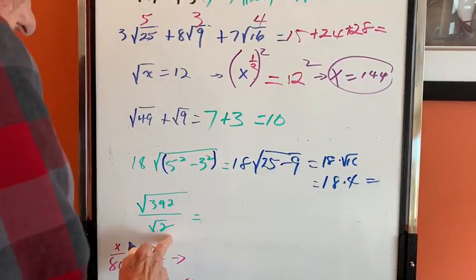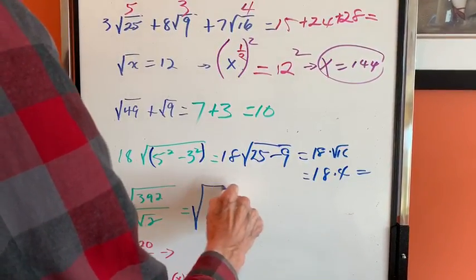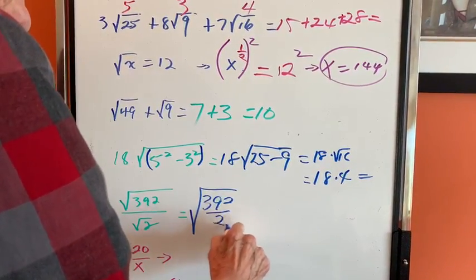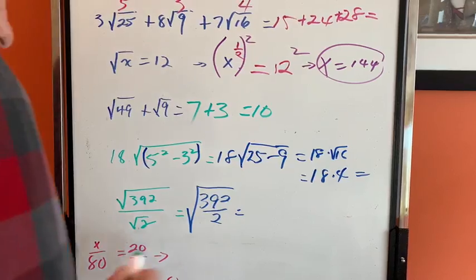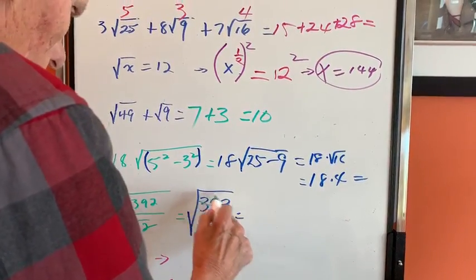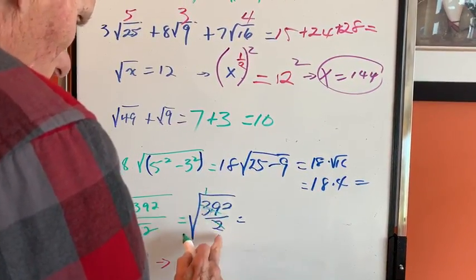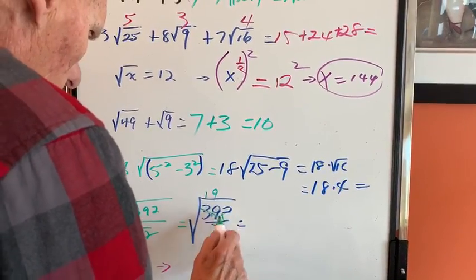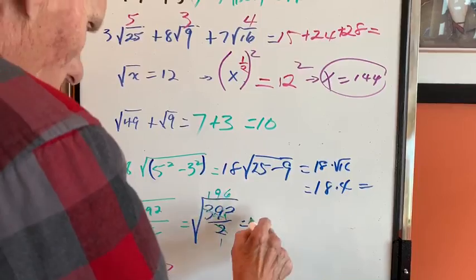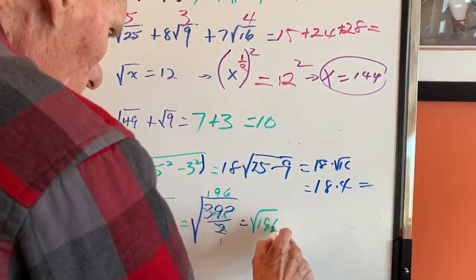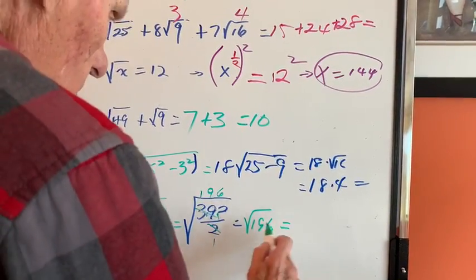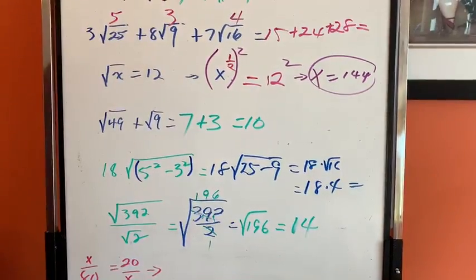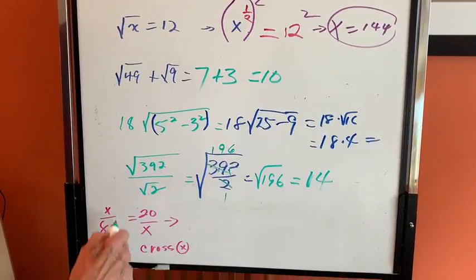Next. This is the same as the first one. We can do this. 392 over 2. And let's simplify it. 2 goes into 2, 2 goes into 3 once, carry 1. 2 times 9 is 18, carry 1. And 2 times 6 is 12. The square root of 196, if you look at your calendar, is 14.